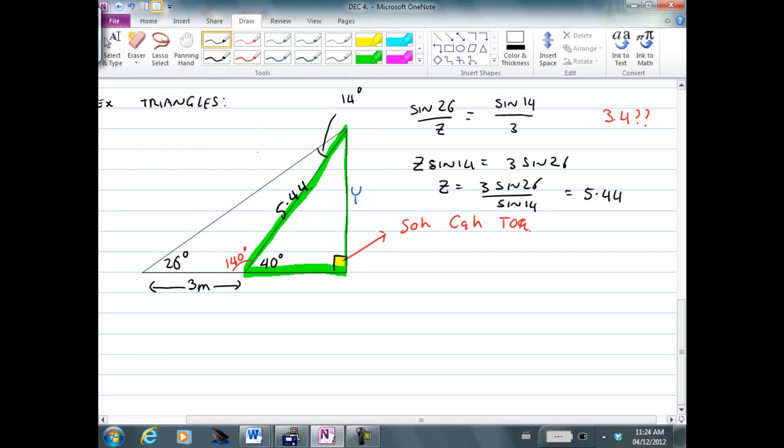And this is where the sub kicked in. Craig, sine, cos, or tan for this one? Sine. So I go sine 40. Now, if you're lost with SOHCAHTOA, make sure you ask, because this is key. Y over 5.44. See?